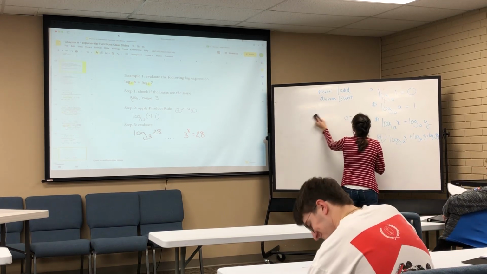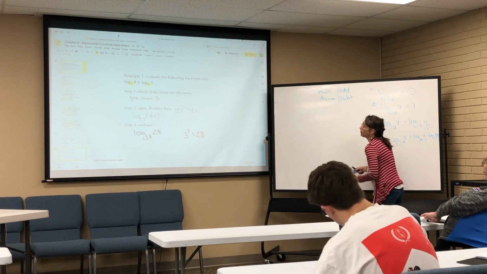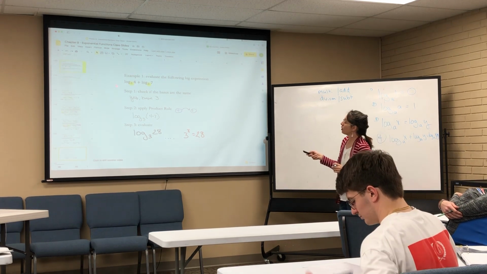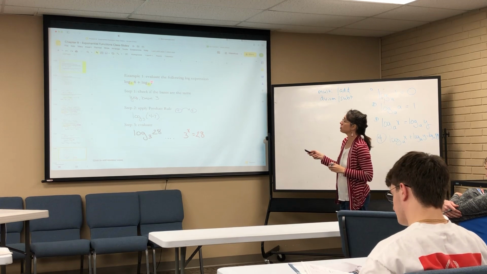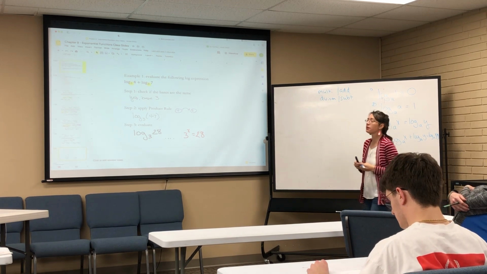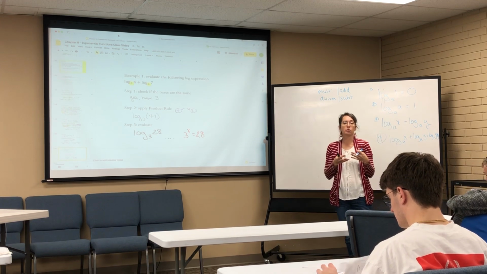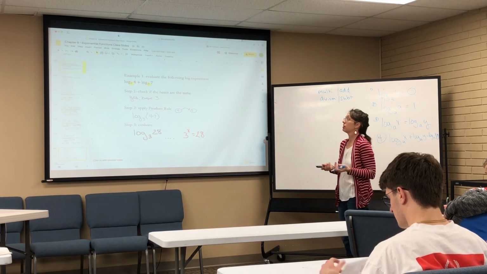Okay, so let's look. These are some examples from your notes. On the first one, it says example 1. Your step 1 is going to be, I'm going to check these bases. So if we are simplifying log expressions, we want to try to get it as small as possible. We want to combine what we can.